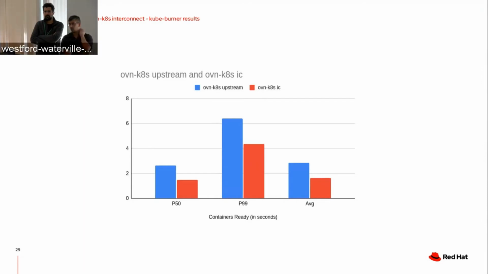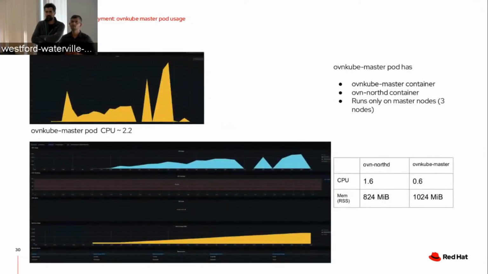So this is what the Kube-burner test looks like. You could see that there's a decent amount of improvement in the average time it takes to create those pods and for them to become ready. And also the P99 and P50. It's better with OVN IC. And I think the main thing we want to highlight here is the memory and the CPU utilization.